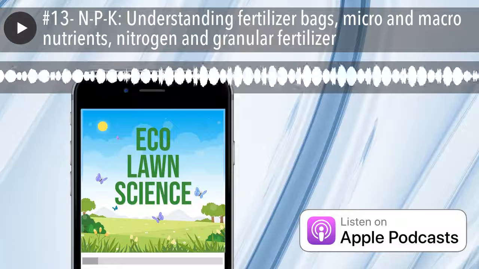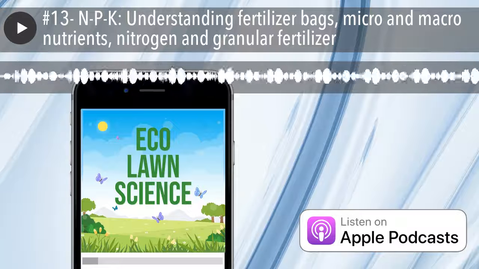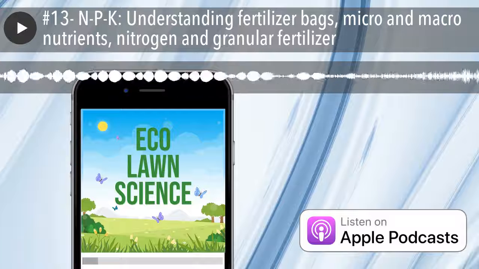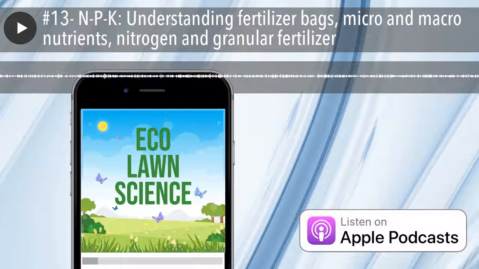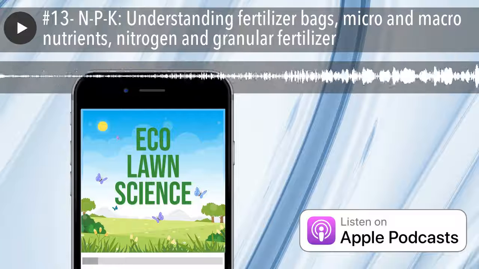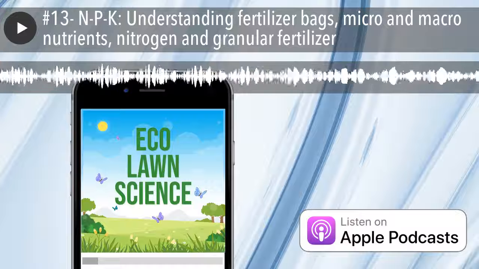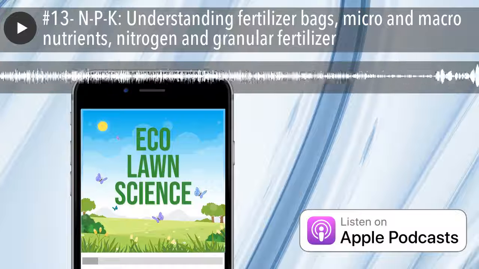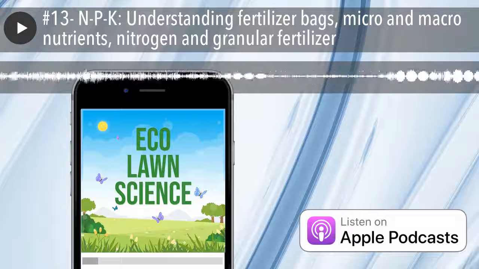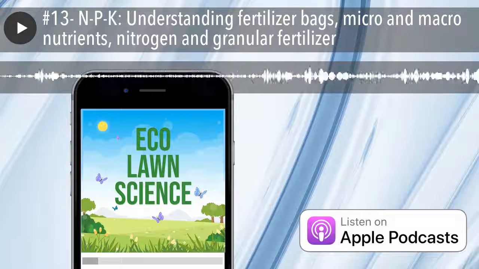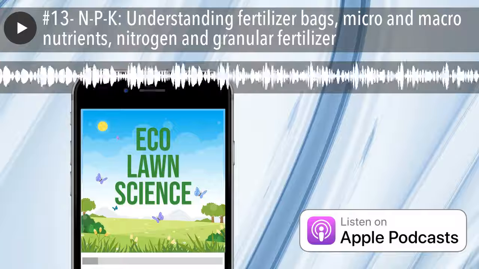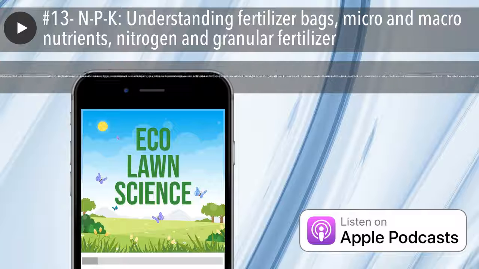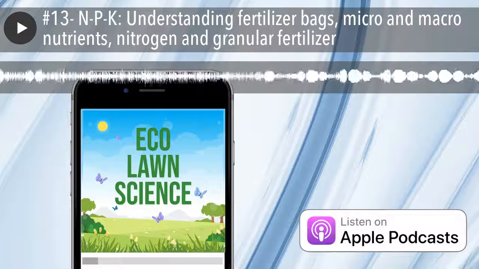And then the third nutrient that we have for our macros is potassium, which increases the resistance to drought and disease. And it also is a big component in root development. So I love potassium, especially in the fall. It'll help with stress, drought stress tolerance. Just get those roots growing deep and growing down. So that's the three numbers on the front.